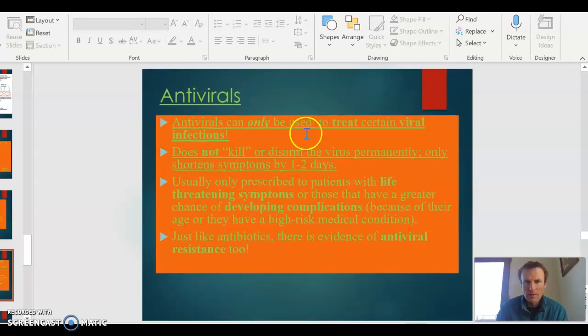And antivirals can only be used to treat certain viral infections. They don't even kill the virus. They can maybe reduce the symptoms. So if you have a cold sore, you can buy something to make the cold sore go away, but it doesn't mean that you don't have the herpes virus in your body.